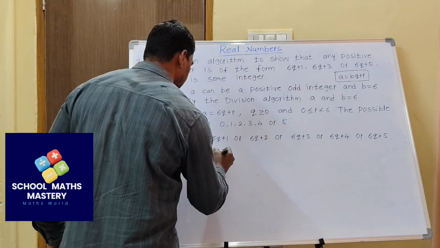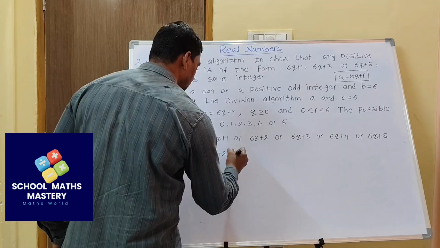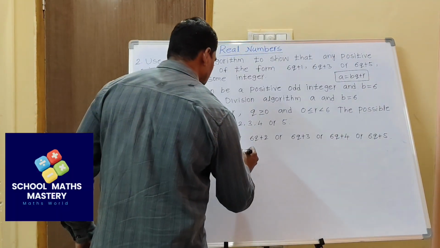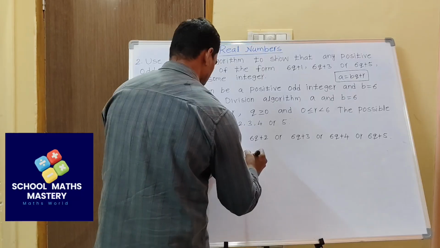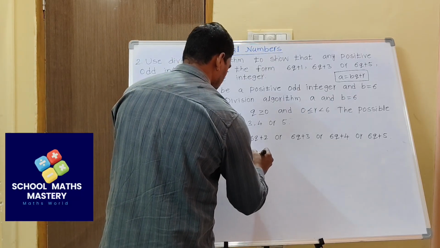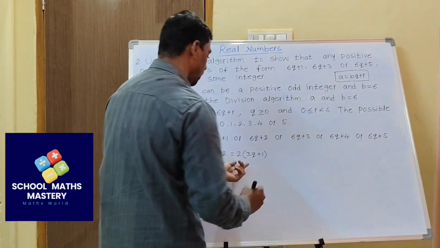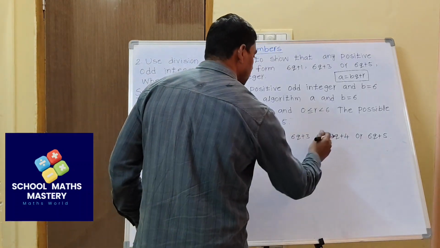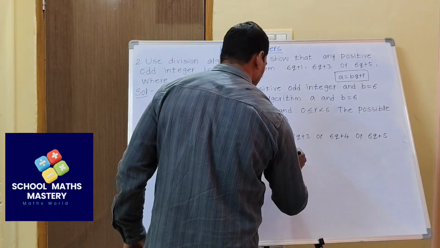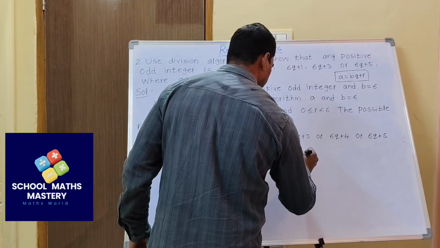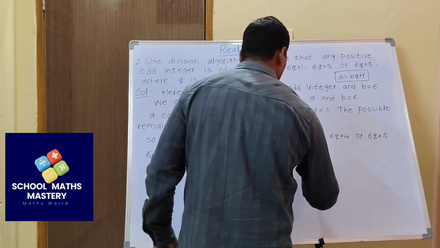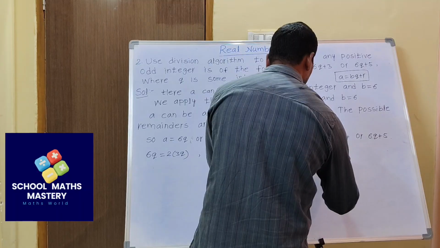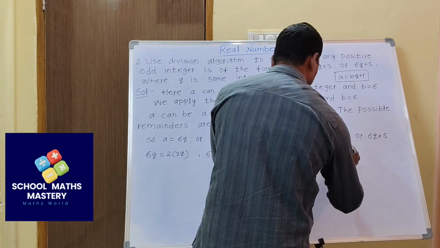6q plus 2. We write this like this, 2 of 3q plus 1. Here 2 is common. Next, 6q plus 4 equals 2 of 3q plus 2.